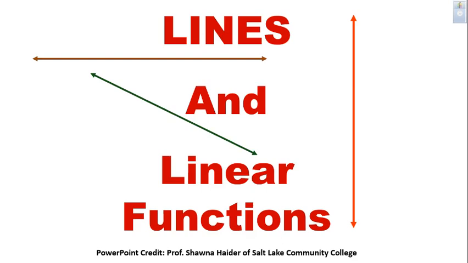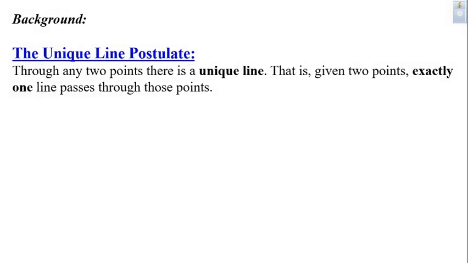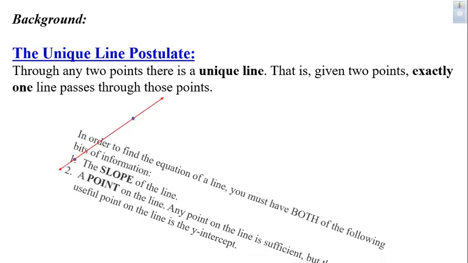So let's get started. Now, to begin, all of this is to help us to find a way to describe a line algebraically. In other words, the equation of a line. This concept is based on what we call the unique line postulate, which says if we have 2 points in space, there is exactly one line that will pass through those 2 points. It's a unique line. There's always a line that goes through 2 points, and that will be the only line that will go through the 2 points.